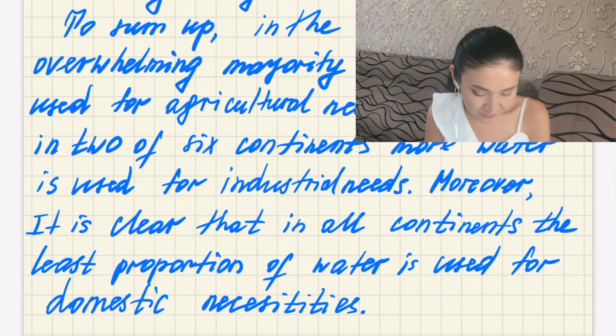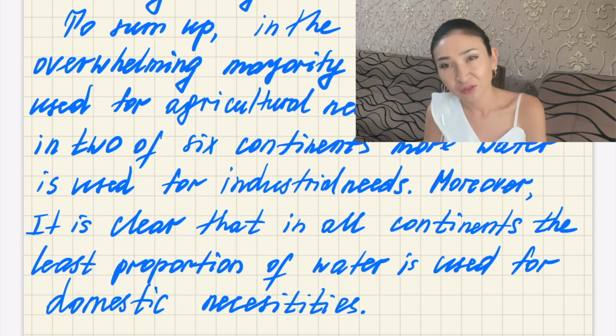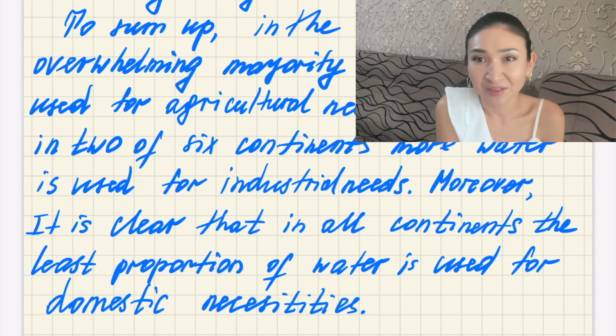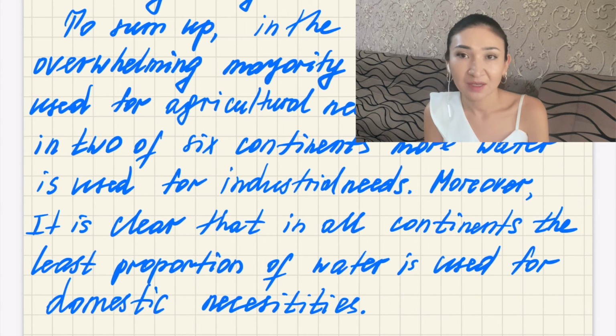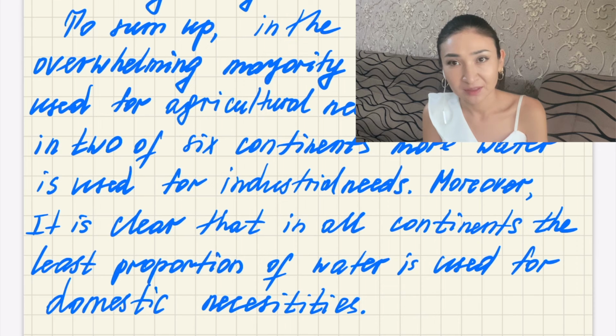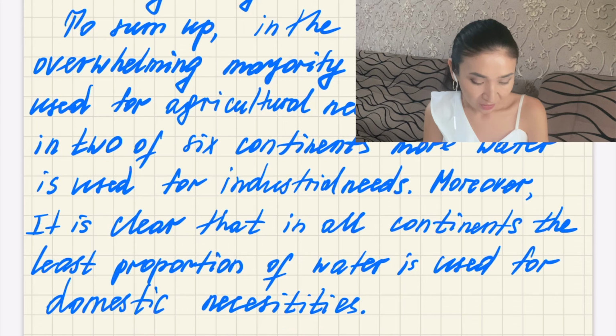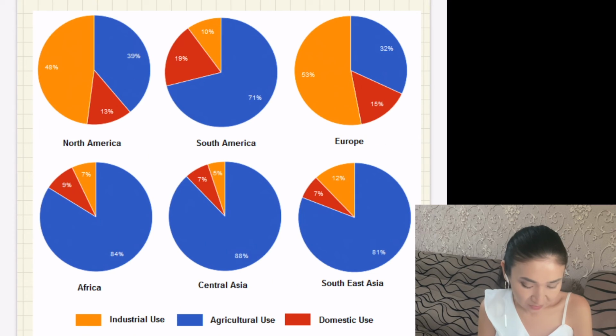So the last sentence says, moreover, it's like in addition, additionally, moreover. You can use these linking words in order to add to your first sentence some kind of information which you find necessary. Moreover, it is clear that in all continents, the least proportion of water is used for domestic necessities. Of course, you don't have to miss this domestic use, because it's a minor use for all of these 6 continents. And obviously you have to mention it.